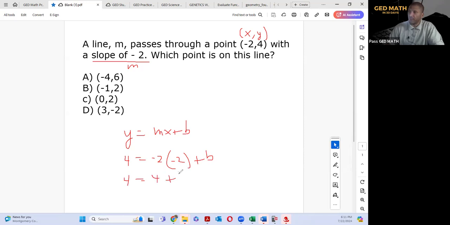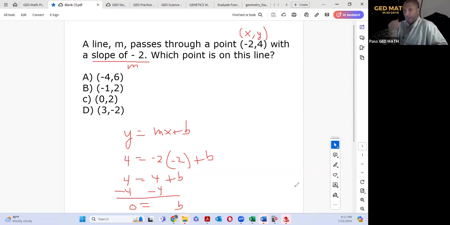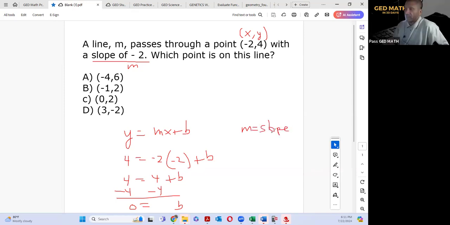equals 4 plus b. In order to get b by itself, we have to get rid of the 4. Whatever we do on one side, we do on the other. So we get b equals 0. When you multiply -2 by -2, it gives you +4, because two negatives make a positive. Remember, m stands for your slope in the slope intercept form and b stands for your y-intercept. So we just solved for b.